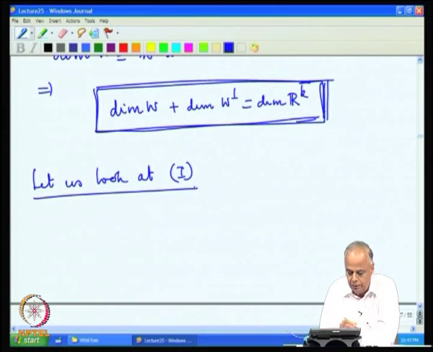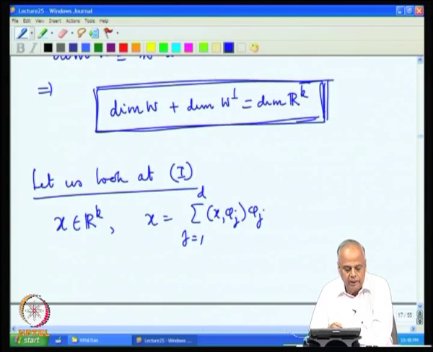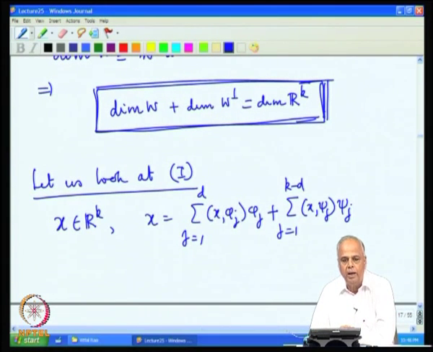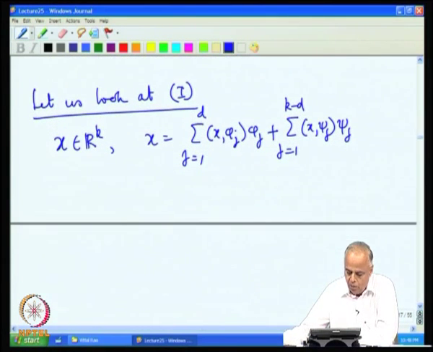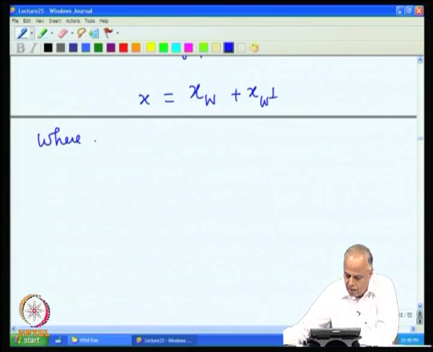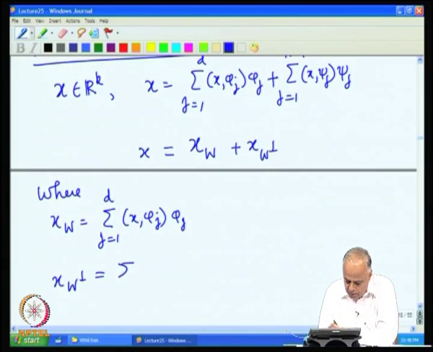equation 1, which said that if x is in Rk, then x can be expanded as the sum for j equal to 1 to d of x phi j times phi j, where phi 1, phi 2, up to phi d is an orthonormal basis for W, plus the sum for j equal to 1 to k minus d of x psi j times psi j, where psi 1, psi 2, up to psi k minus d is an orthonormal basis for W perp. We will call this xW plus xW perp, where xW is that first sum, xW equal to summation j equal to 1 to d of x phi j times phi j, and xW perp is summation j equal to 1 to k minus d of x psi j times psi j.